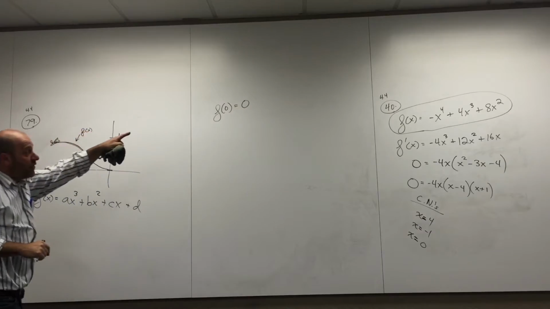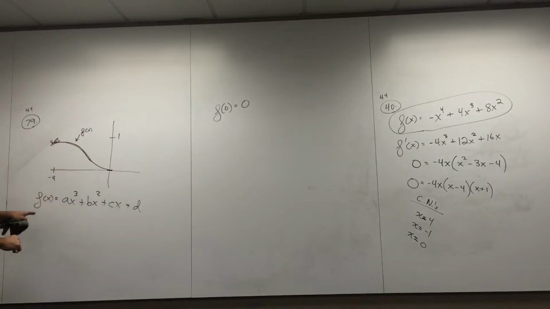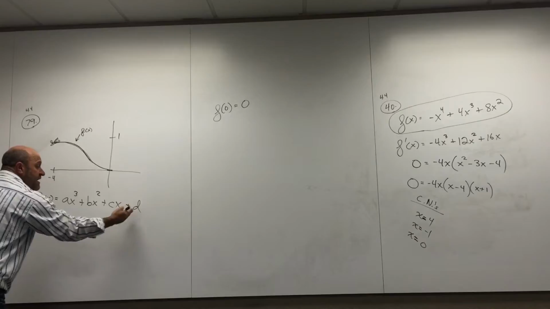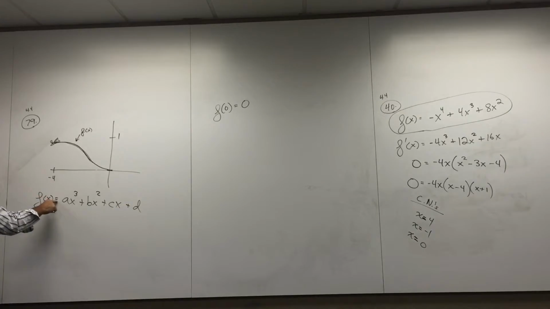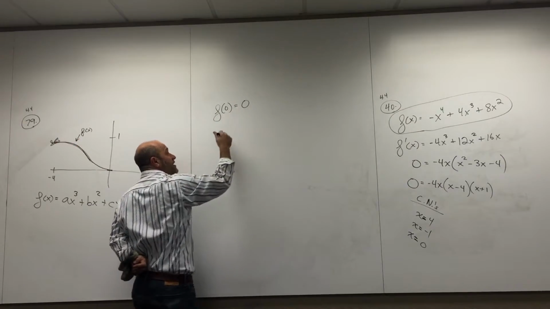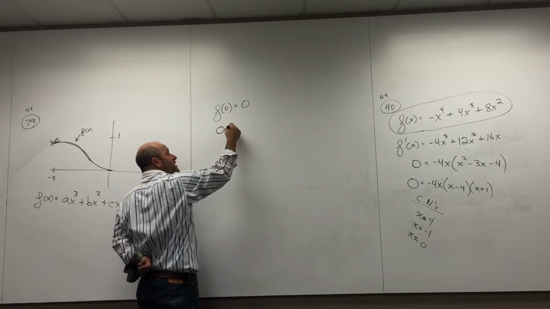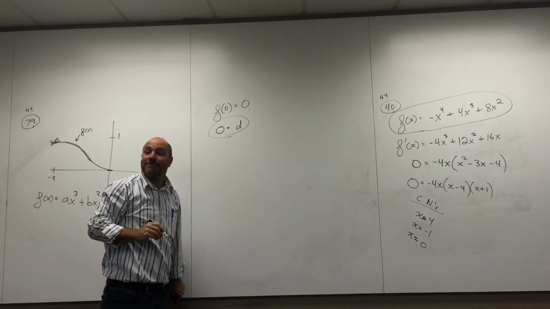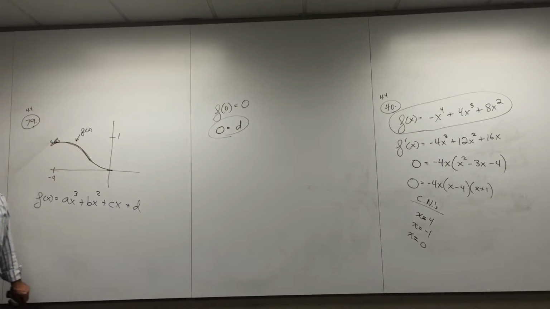Now watch this. If I plug a 0 in for x, guess what I get? I get d. And what am I supposed to set it equal to? The y value, which is 0. I plug in a 0 for x, the y value is 0, and all of a sudden I just learned that d is 0. Is that okay with you? I plugged my point into the function, and I discovered that d was 0.